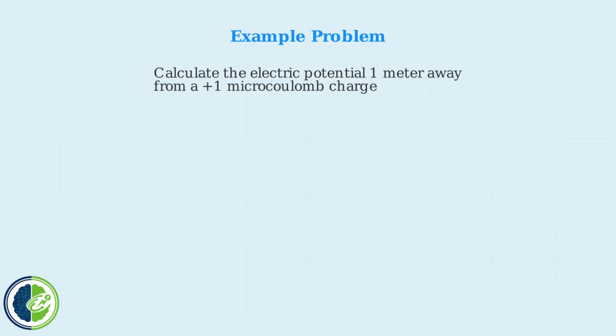Now let's work through a specific example to see how this formula is applied in practice. Here's our example problem. Calculate the electric potential 1 meter away from a positive 1 microcoulomb charge. Here we have our positive charge, and we want to find the potential at point P, which is exactly 1 meter away from the charge.